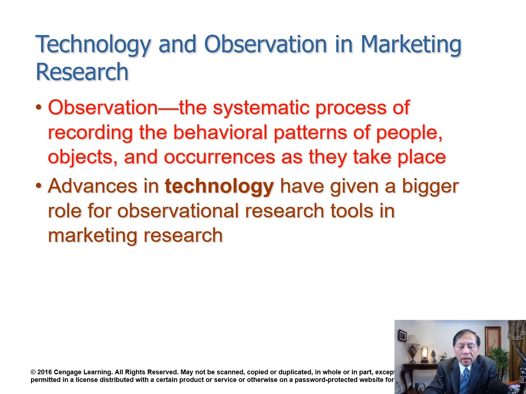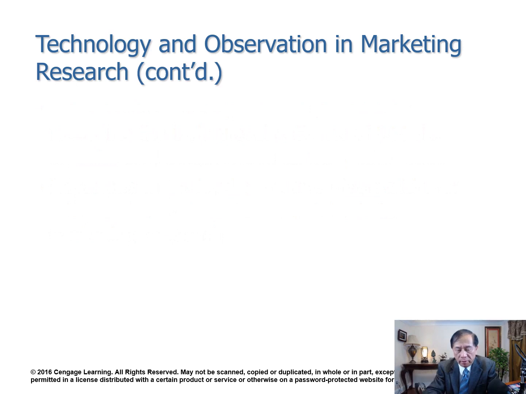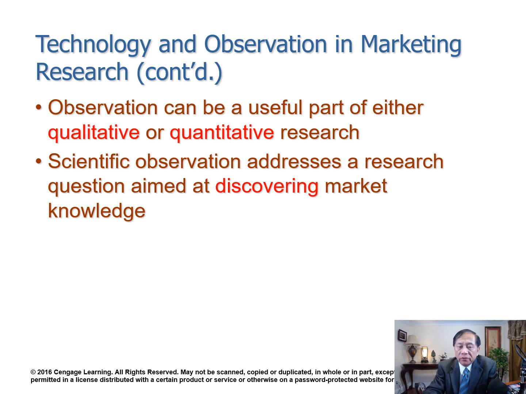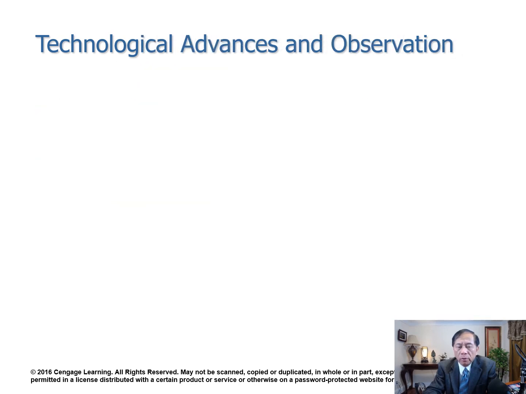There are advances in technology that have given observational research tools a bigger role in marketing research because of the tools we have. There are more tools in our toolbox. Observation can be a useful part of either qualitative or quantitative research. We can use observation for both. Scientific observation addresses a research question aimed at discovering market knowledge. That's what we want to do.